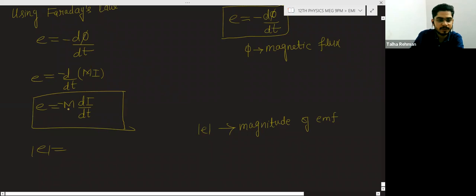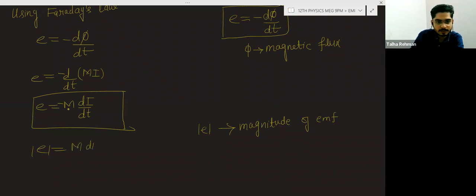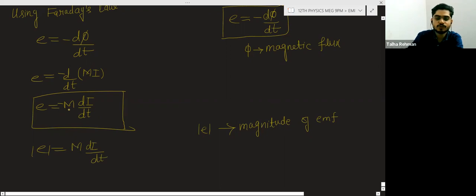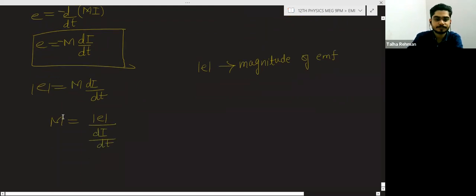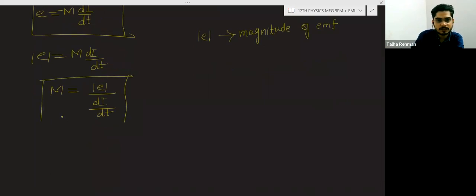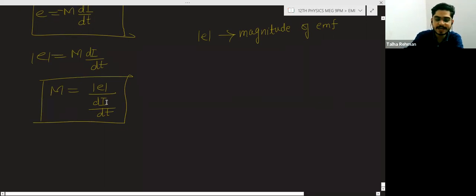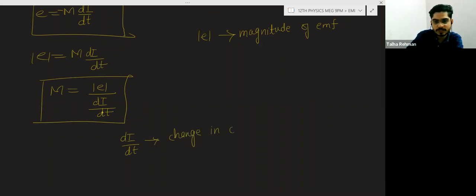Electromotive force, EMF, will be M di by dt. So you can write for M is equal to E into di by dt. So this is the mutual induction. The coefficient of mutual induction can be written in this form also. Di by dt is the change in current with respect to time.